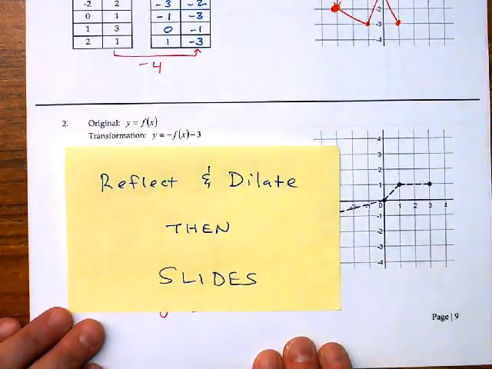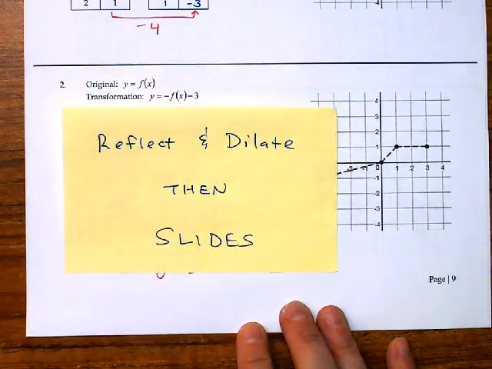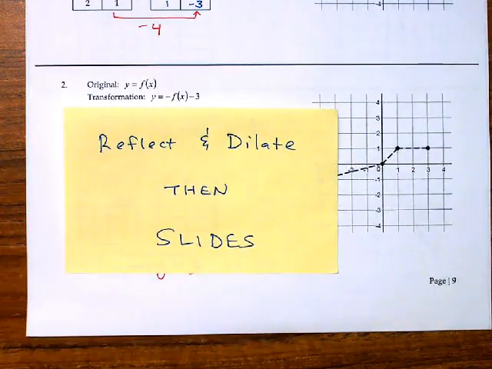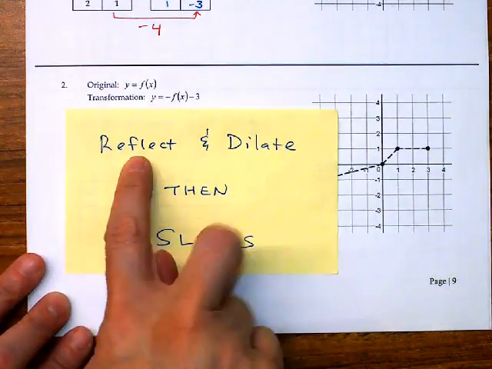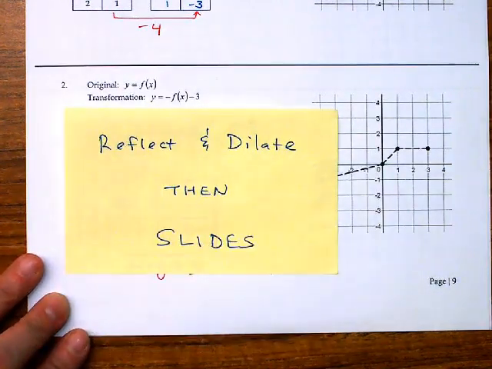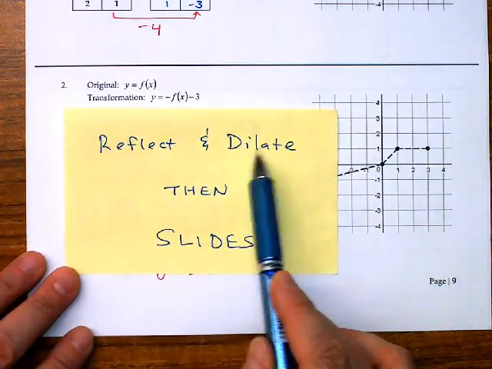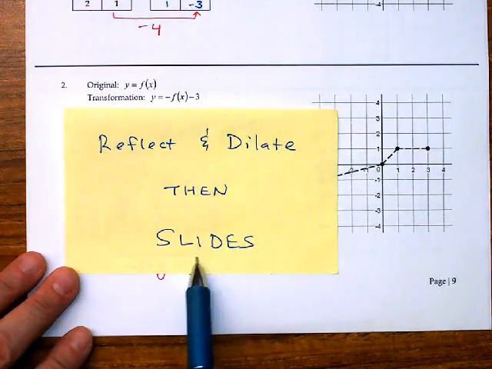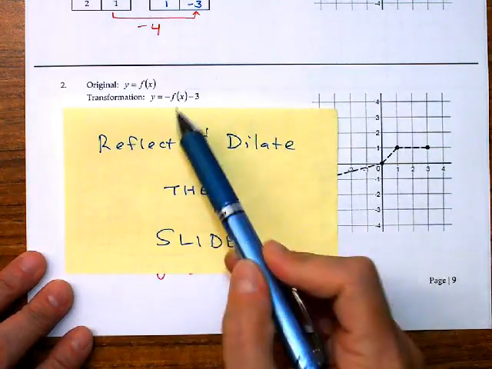As we look at number 2, I've done some pre-writing already, but I want to remind you we do reflect and dilate before doing any slides. It doesn't matter if you dilate and then reflect or reflect and then dilate. That doesn't matter. But anything multiplied, whether it's a negative or a value, that always happens before the slides, which are adding and subtracting.